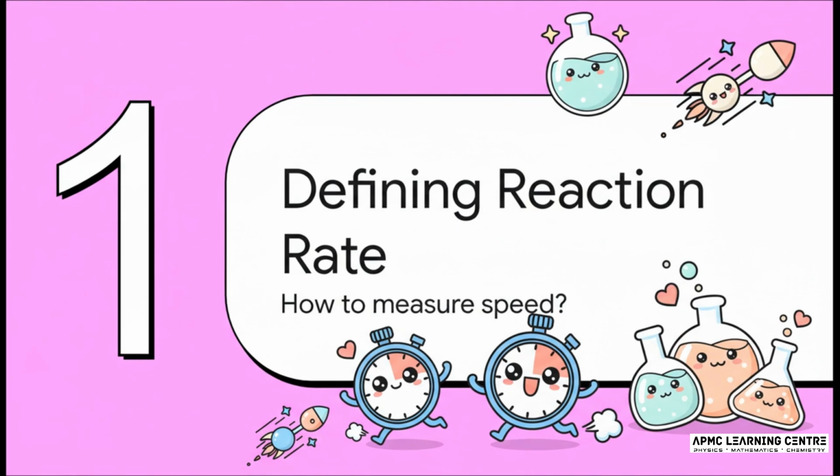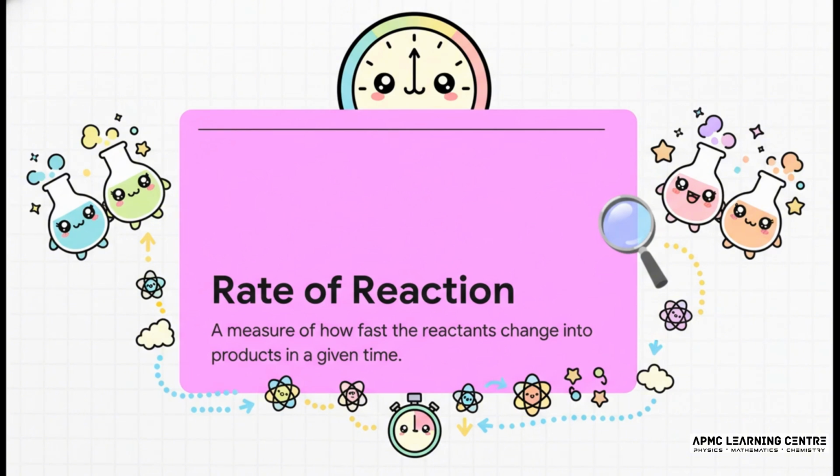All right, first things first. We can't just say a reaction is fast or slow. We need to get specific. How do we actually put a number on chemical speed? You know, at its heart, it's a pretty simple idea. The rate of reaction is really just a measure of how quickly our starting ingredients, the reactants, are turning into the stuff we end up with, the products.